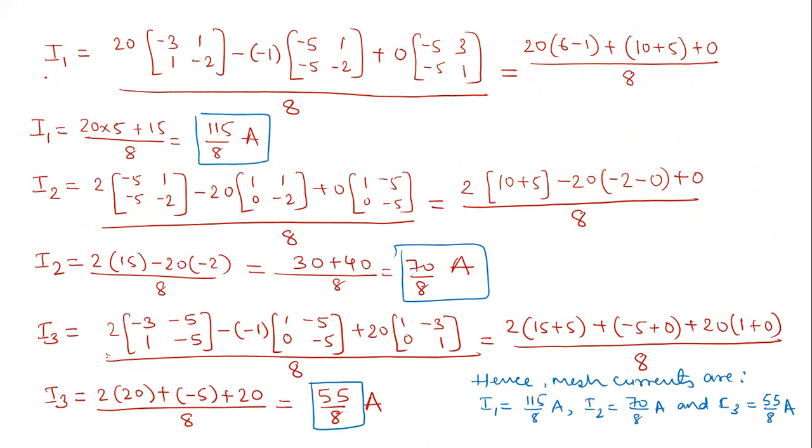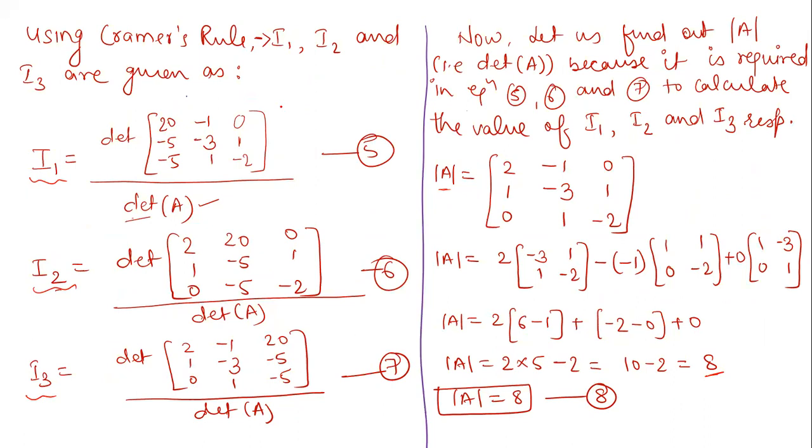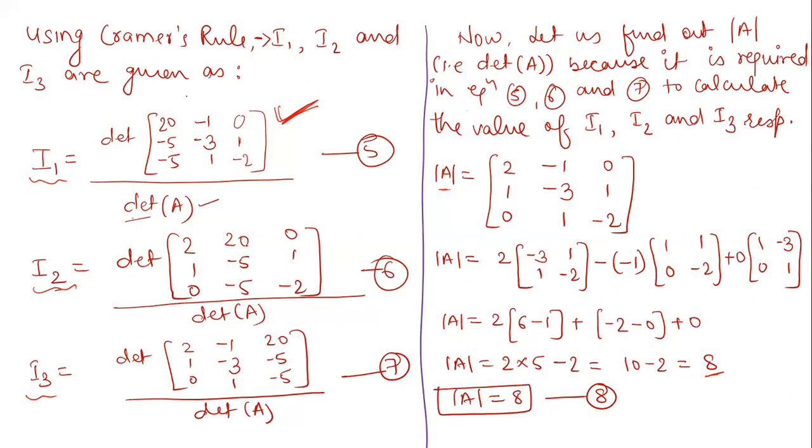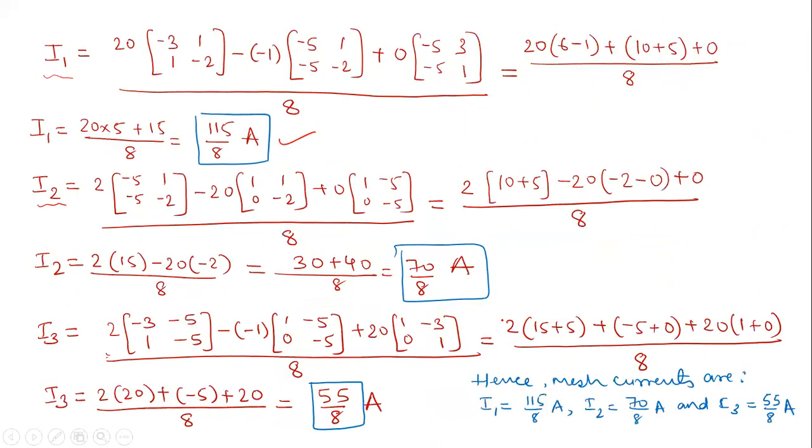Now we'll find out the value of I1. I1 can be obtained by taking the determinant of this particular square matrix. So we'll get this as 115 by 8 ampere. And then similarly I2: this matrix divided by the determinant of A, which is 8. So we have got 70 by 8 ampere, and similarly we'll get the value of I3, which is 55 by 8 ampere. So the purpose was to understand the application of Cramer's rule in electrical circuits.